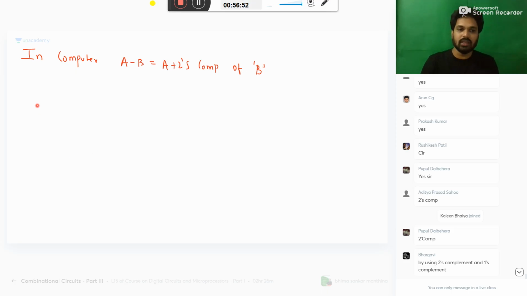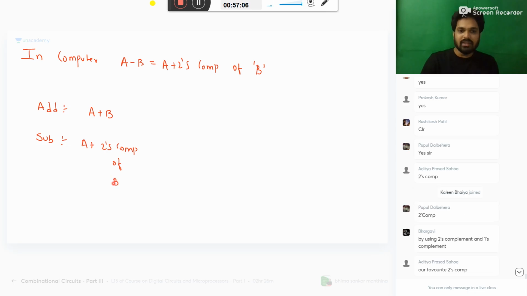How will it do that? See here. If you want to do addition, it will do A plus B. If you want to do subtraction, it will do A plus 2's complement of B. That is, only this part is to be changed. The circuit is the same adder circuit. It will save my hardware.